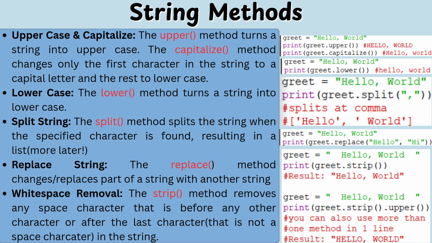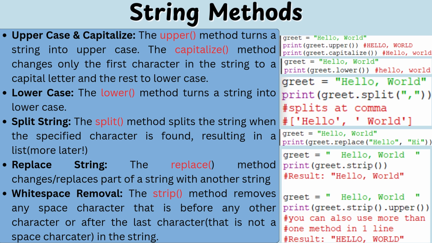Now, the capitalize method changes only the first character in the string to a capital letter and the rest to lowercase. So if I say greet.capitalize() with parentheses in the front, then it's going to have capital H and the rest is just small letters. Also, we've got the lower method, which turns a string into lowercase. So the same thing, but this time it returns lowercase hello world.